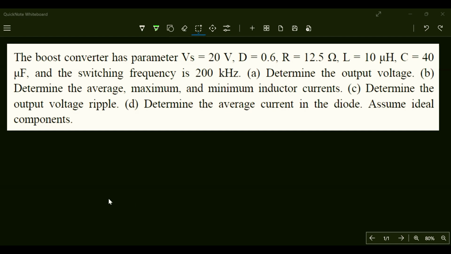First of all, let me draw the circuit diagram for the boost converter. Here is the circuit diagram. We have a voltage source, which is DC. Next to it, we connect an inductor. You have to see the difference between the buck converter and the boost converter. So I have the inductor here, and then the position of the switch is here.